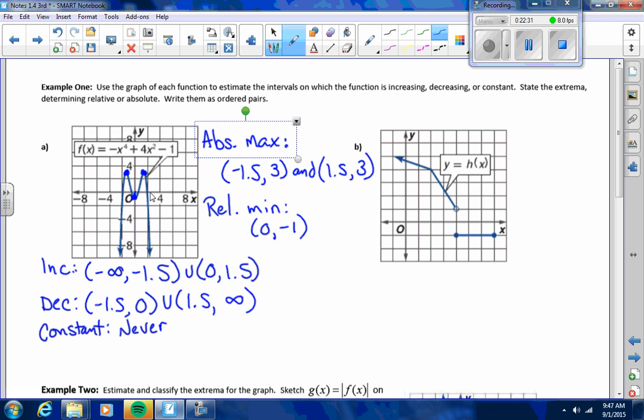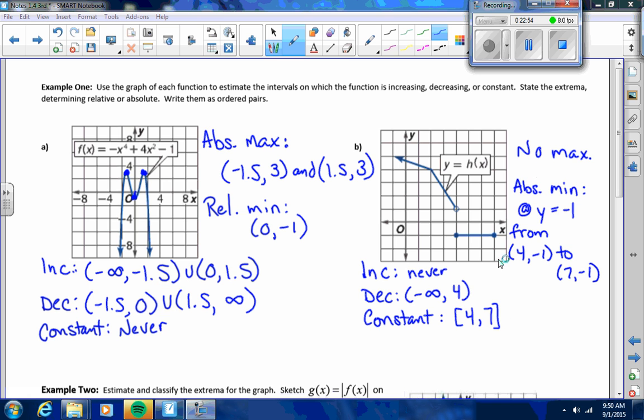Anything else? Excellent. What I want you to do on part B, the graph here for h of x, I would like for you to do this one on your own. Find where it's increasing, decreasing, constant, and then find and state any extrema and whether it's relative or absolute. Okay.